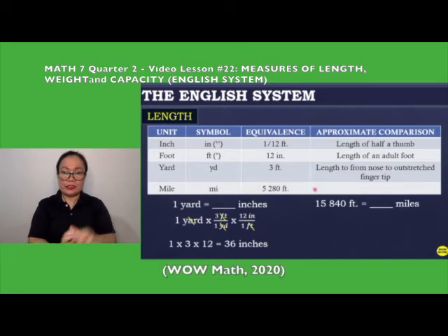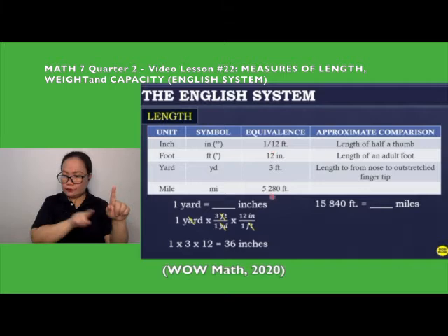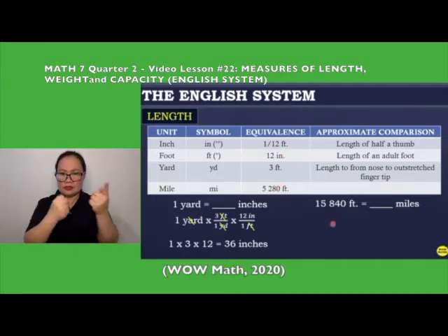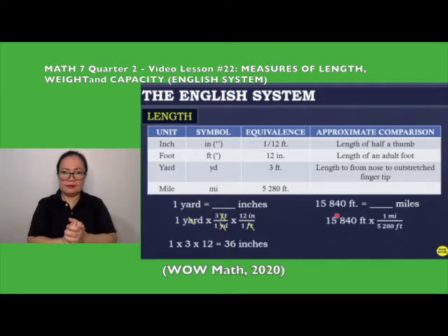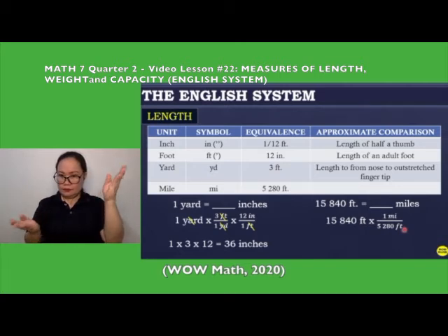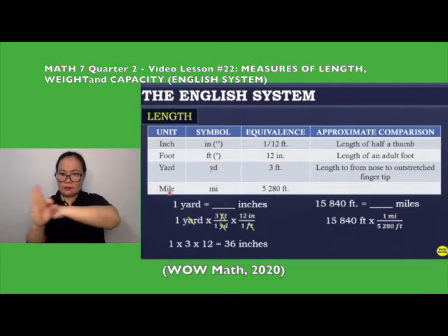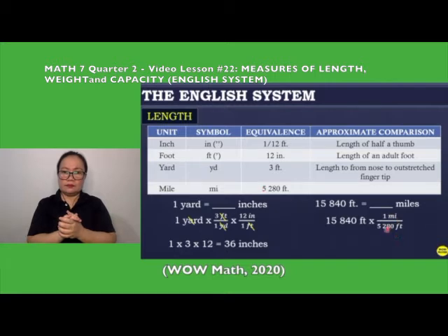Okay? Now, dapat kabisado ninyo itong equivalence. Kasi ang English system, it's more on memorization. Dapat memorize nyo yung equivalence niya. Unlike the metric. Okay. So, lagay natin. So, right here given, 15,840 feet. Now, since feet ito, dapat pareho siya doon sa denominator ng unit. Okay? Then, i-convert natin siya sa mile. So, therefore, ito ang gagawin nating 1 mile. Now, 1 mile is equivalent to, ano nga ulit yung kanina? 1 mile is equivalent to 5,280 feet.